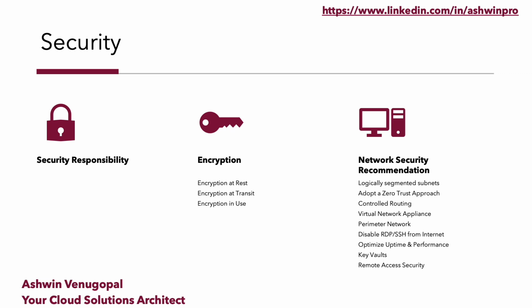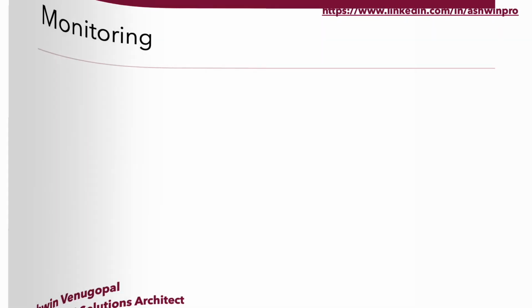And we can say that we have ensured that SSH and RDP is disabled from the internet. We make sure that all the systems that we have used are optimized for uptime and performance. We have used key vaults, and we can talk about the remote access security and all kinds of those things.